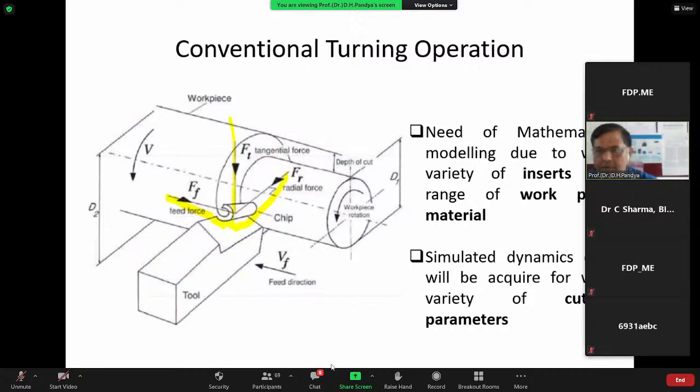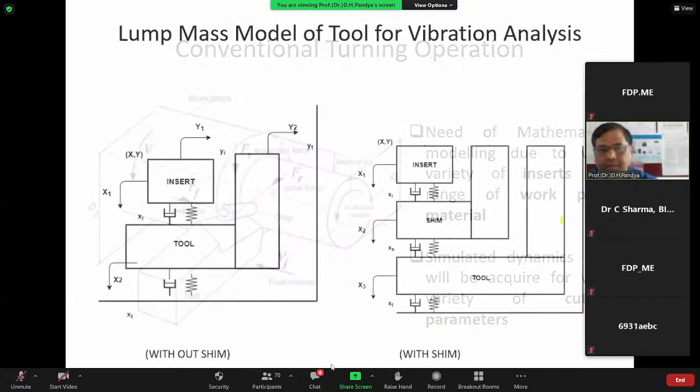Some people may ask: when things have been developed experimentally, why should we go with mathematical modeling? We should, because there is a wide variety of inserts, insert materials, insert shapes, and workpiece materials, and they are changing day by day. If someone comes with a new kind of material, and I have a model, then by changing the properties I can justify the stable range of the system, and we can optimize the cutting parameters. That's why mathematical modeling is required.